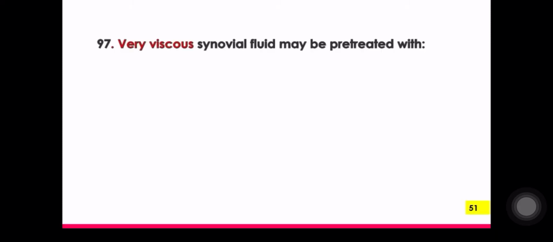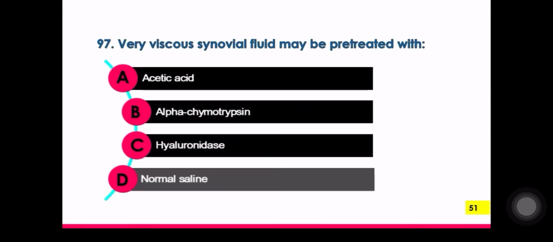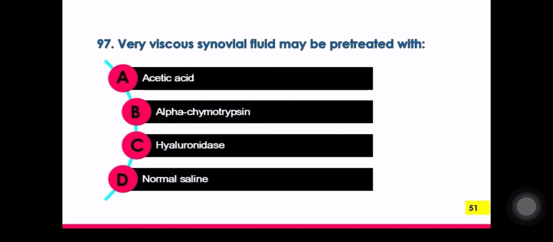Next, for number 97, very viscous synovial fluid may be pretreated with what? Letter A, acetic acid, letter B, alpha-chymotrypsin, letter C, hyaluronidase, or letter D, normal saline. For very viscous synovial fluid, that's hyaluronidase.